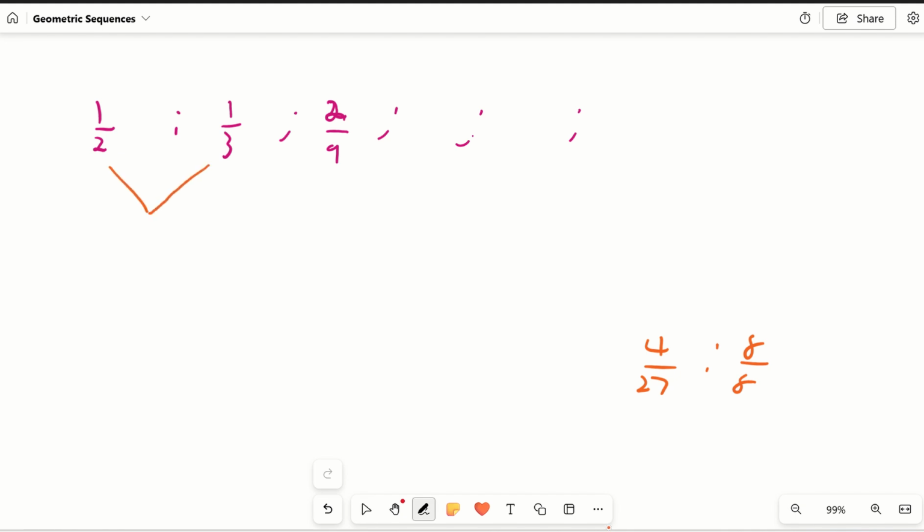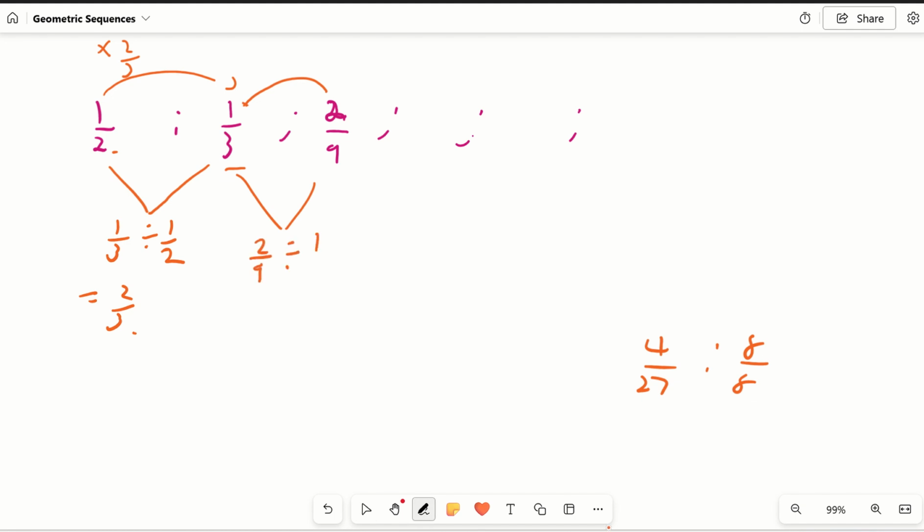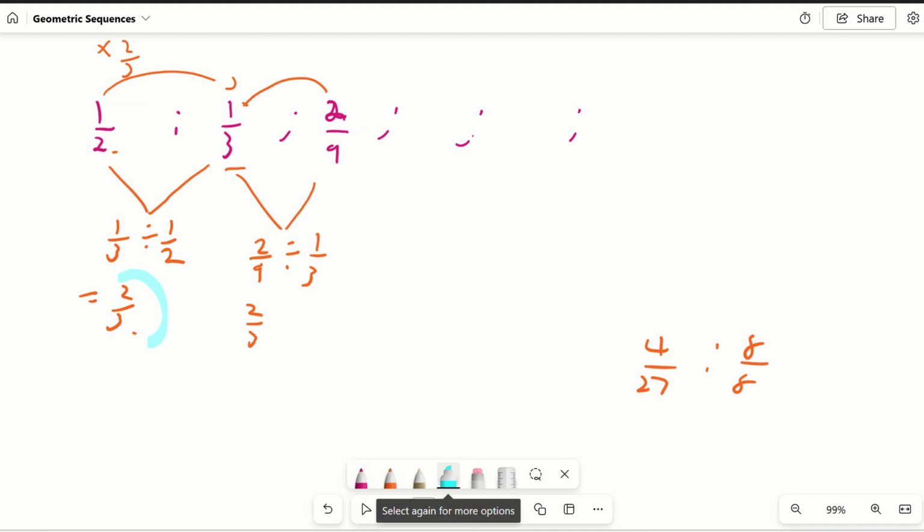So you want to find out what they multiplied 1 over 2 by to get 1 over 3. So just go 1 over 3, the next divided by the previous, which gives you 2 over 3. That means for them to move from there to there, they multiplied by 2 over 3. Let us find out what they multiplied by to move to the next. So it is 2 over 9 divided by 1 over 3, still 2 over 3. So now you clearly see this thing is constant. This is what we call the ratio. The ratio, the number by which they multiply, is constant. So you can safely conclude that this is a geometric sequence.